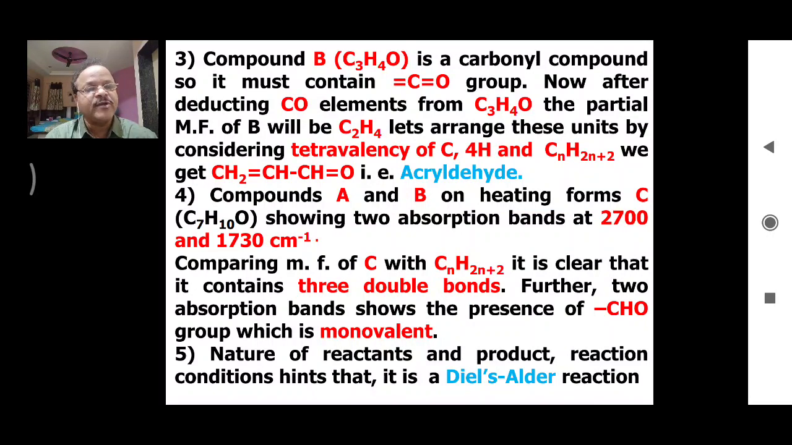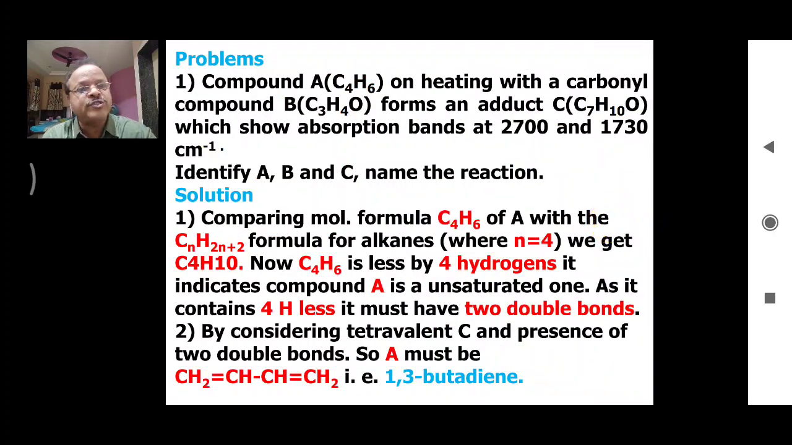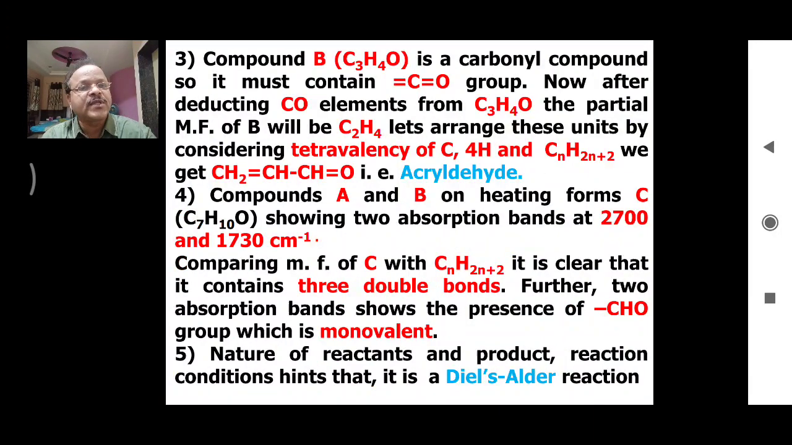How is this compound C formed? By heating compound A with compound B. And this compound C shows peaks at 2700 and 1730 inverse centimeter in its IR spectrum. So these two IR bands at these two values indicate the presence of aldehyde group, CHO group, in compound C.